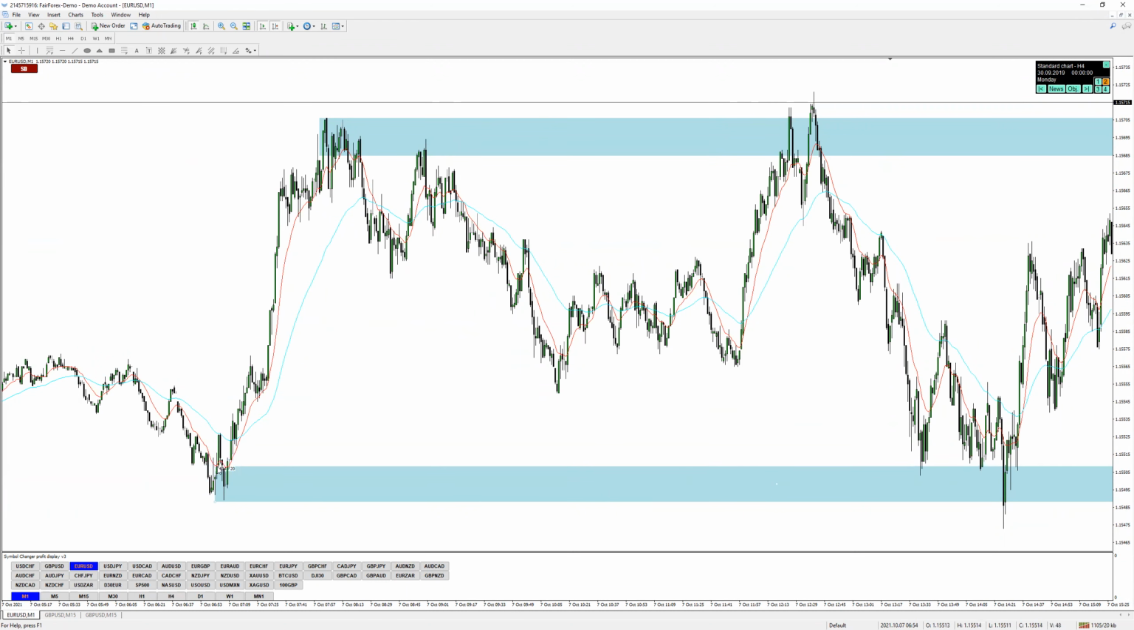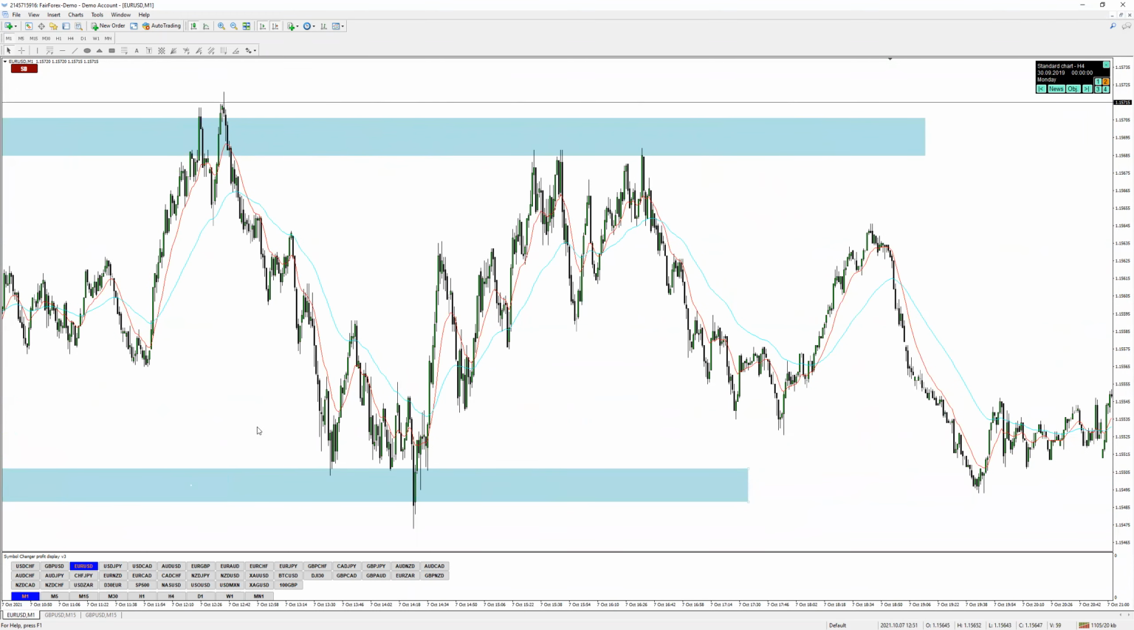You can even refine it more on the 1 minute. This move here, you could have got in here. This was a 2 pip stop loss, guys, on Euro USD. You had a 2 pip stop loss. It went up 8. I mean, that's not considered a lot.